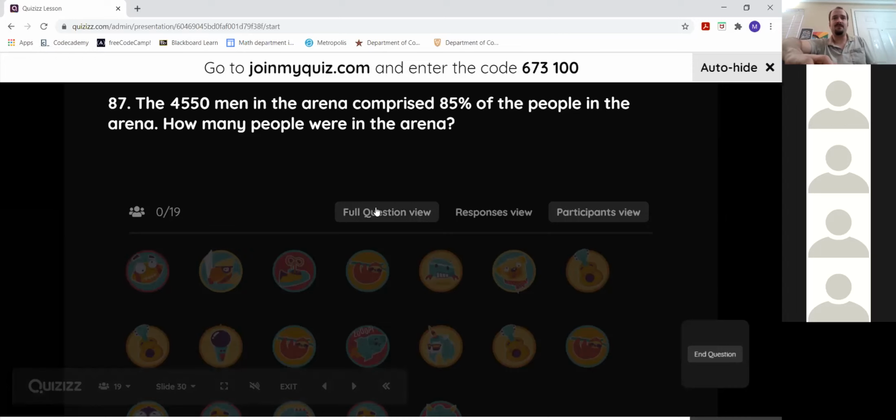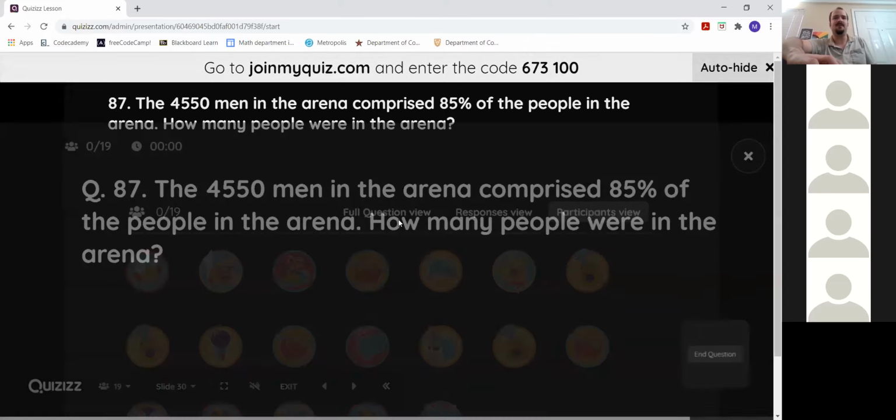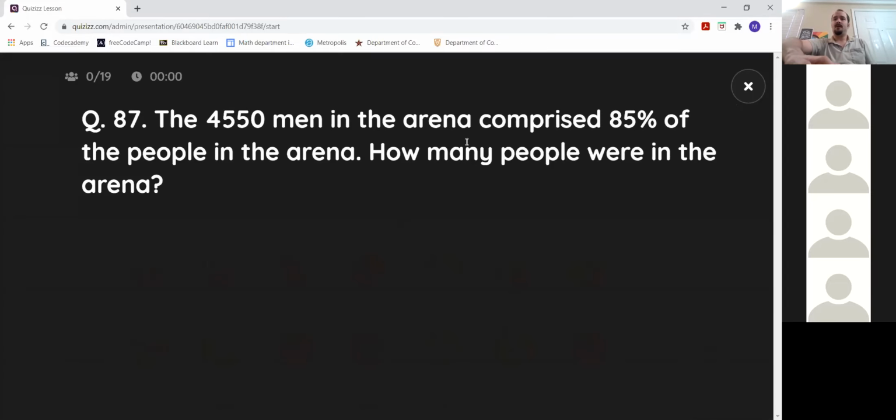Okay, for the next one: 445 men in the arena comprised 85% of the people. How many people were in the arena? Okay, so you might want to be careful on this one. 85% of the people in the arena. So you take 85% of the people in the arena, and it should give you this number.